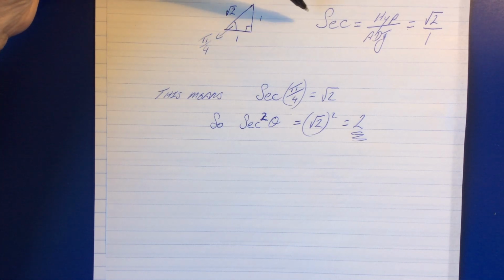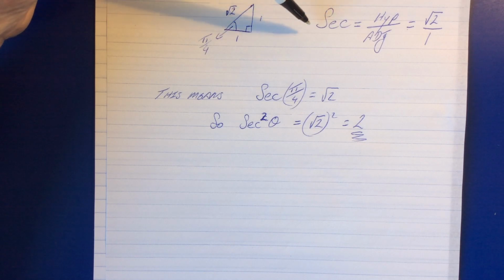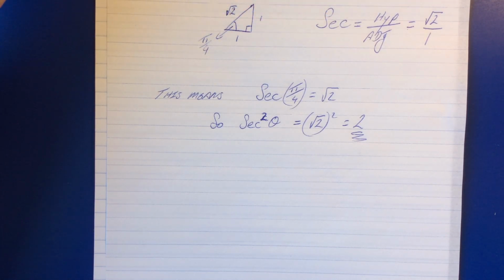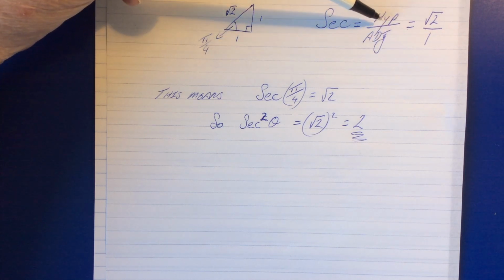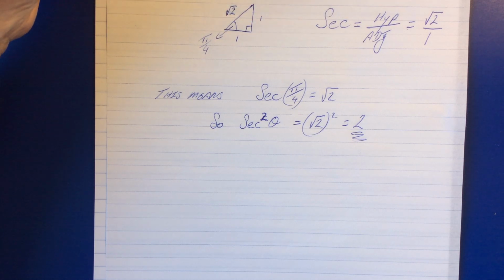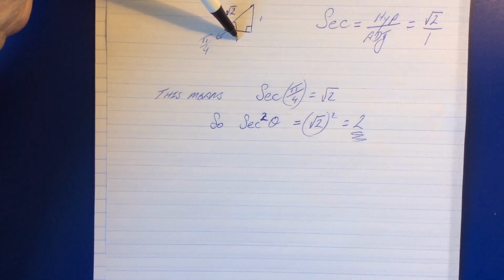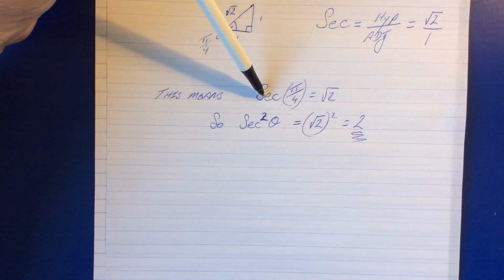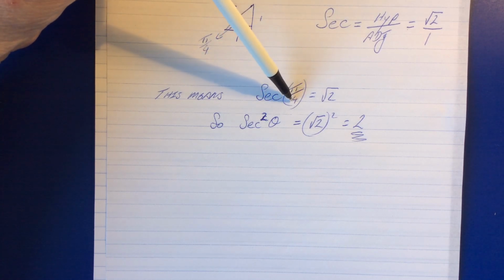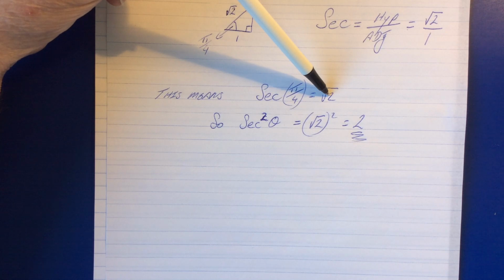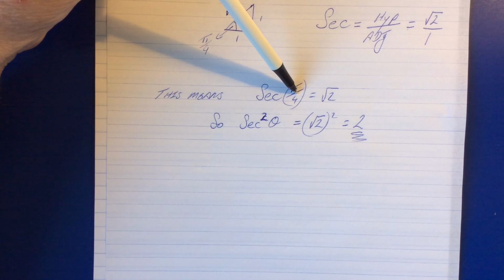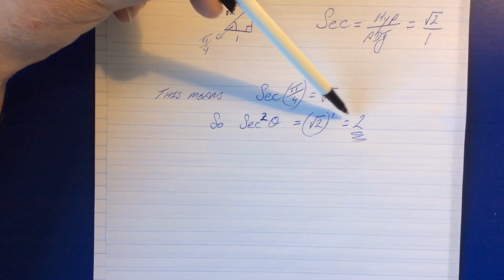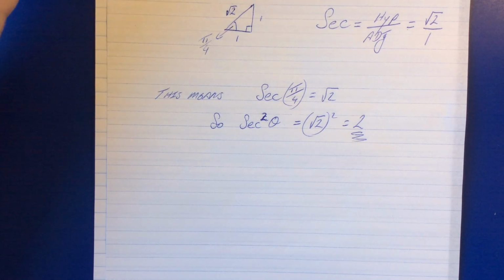Now, we also know that the secant, which is part of the derivative of a tangent, is the hypotenuse over the adjacent. So the secant of pi on 4, which is the value that we're looking for, is going to be root 2 over 1. Now, what this means is that sec pi on 4 is equal to the square root of 2. So, sec squared theta, where theta is pi on 4, is going to equal the square root of 2 squared, which equals 2. And that is how you get your answer.